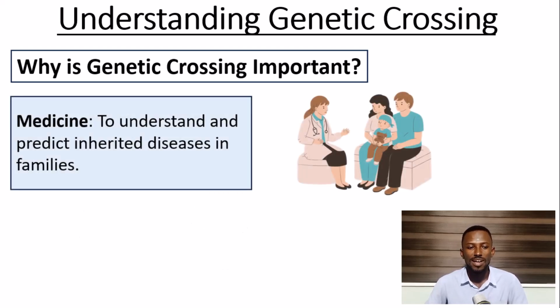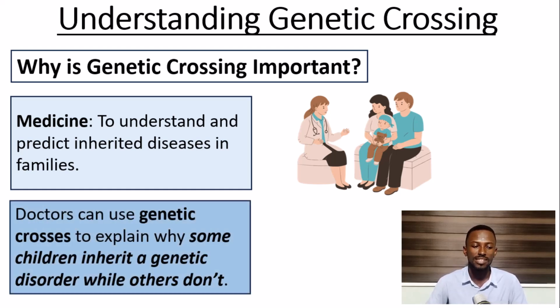So the next one has to do with medicine. So genetic crossing is so important when it comes to understanding inherited diseases in families. So with genetic crossing, scientists are able to explain why certain children of a couple will inherit genetic disorders from their parents, and then other children of the same couple might not inherit that genetic disorder. So genetic crossing is so important.